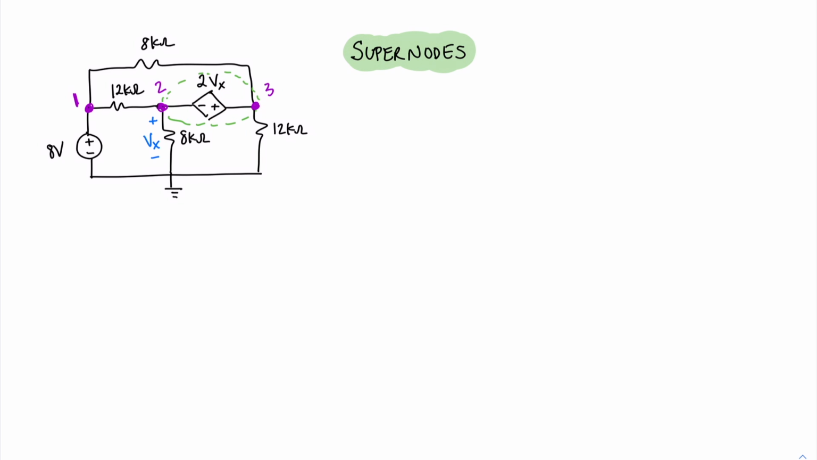So let's look over at node 1. For node 1, we can already write the value of the voltage, because there's an independent voltage source that goes from node 1 down to the reference point, ground. So we know the voltage at node 1 is 8 volts. So V1 equals 8 volts. And now we'll look at our supernode.